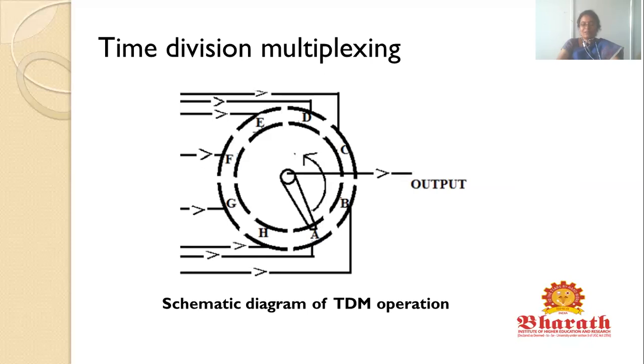Here, the signal transmitted can occupy the total bandwidth of the channel, and each signal will be transmitted in its specified time period only. In time division multiplexing, all signals operate at the same frequency in different time slots. And this diagram shows the schematic diagram of time division multiplexing operation.